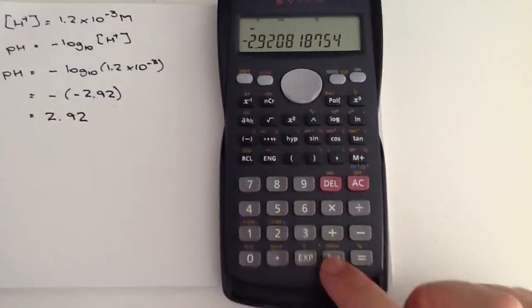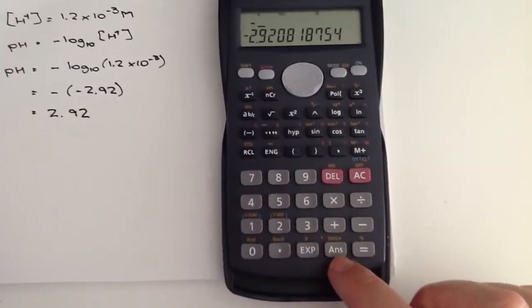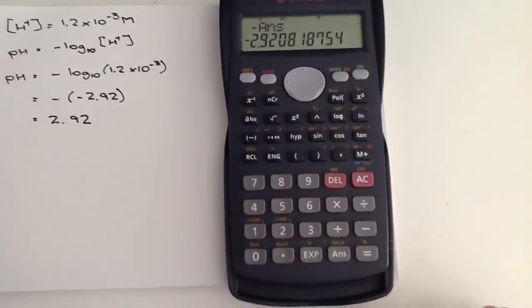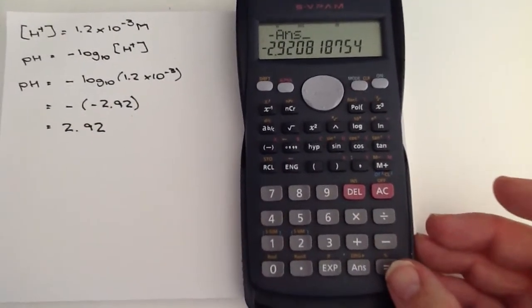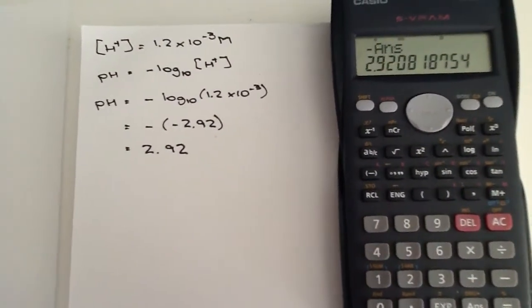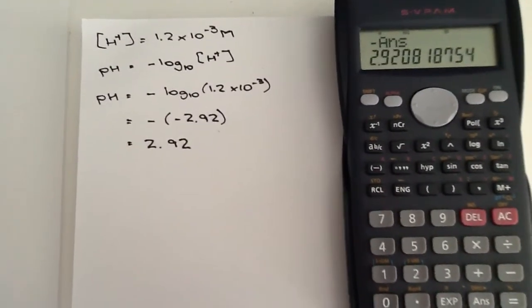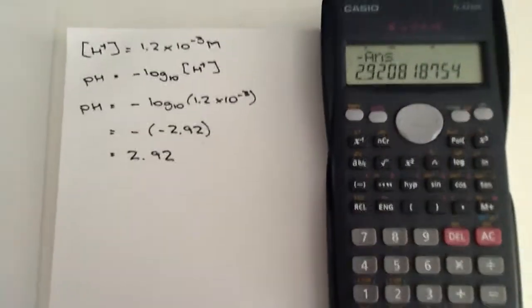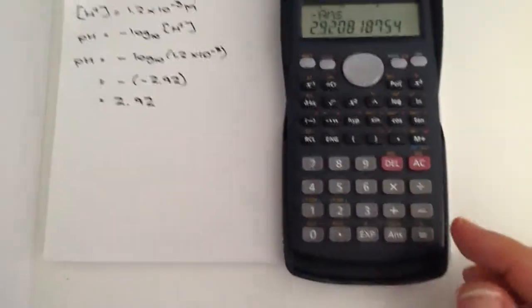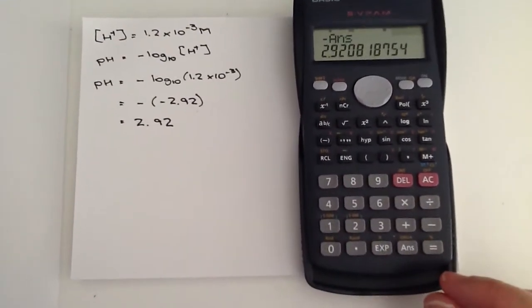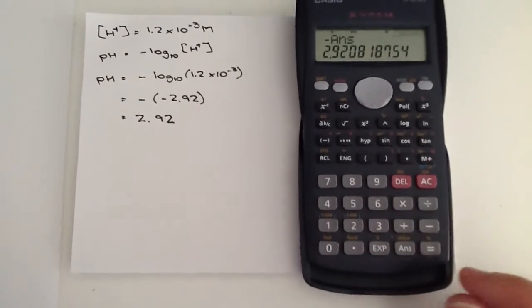To do that, we press the negative button, and then we can use this ANS key to say we want to take the negative of the answer that we just obtained in the calculator. This just puts a positive in front of the number, and we end up with a pH of 2.92. Remember that a pH is always a positive number. So that's how we would calculate the pH for the concentration of 1.2 times 10 to the minus 3 molar.